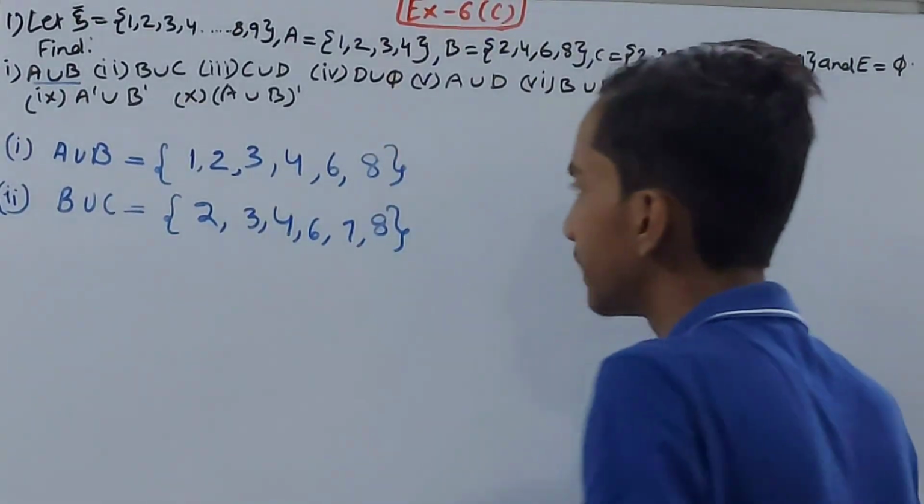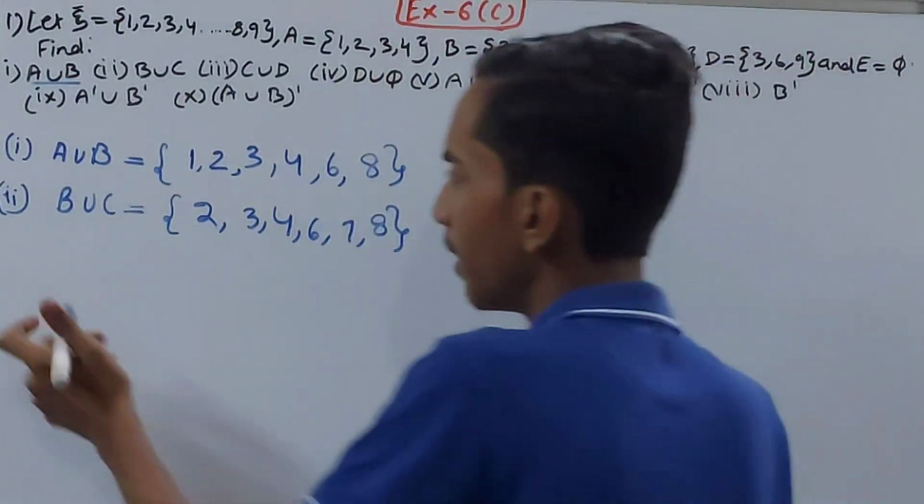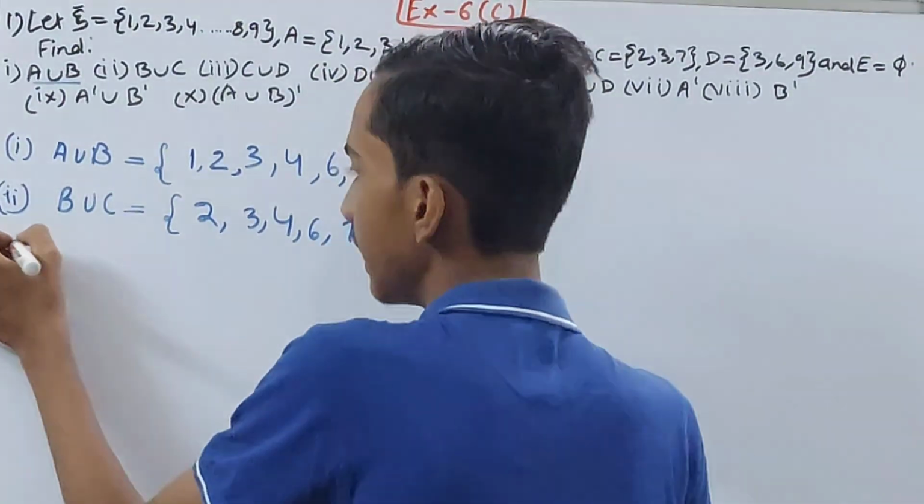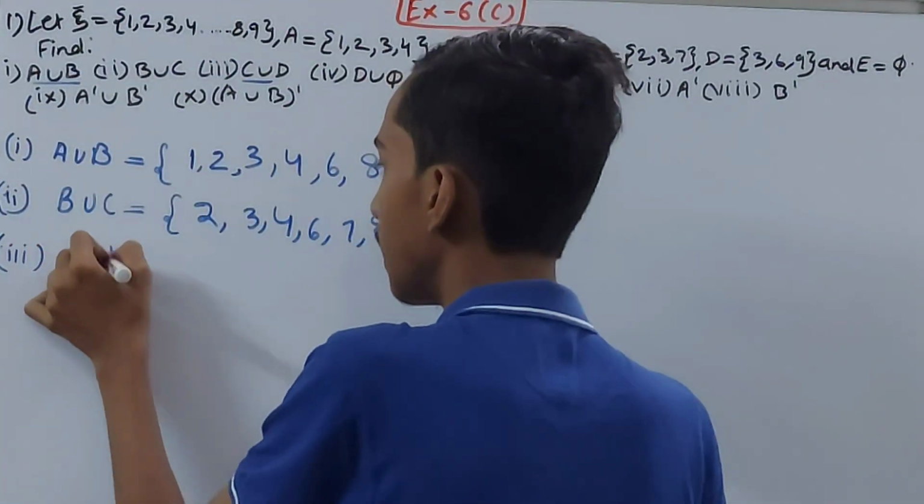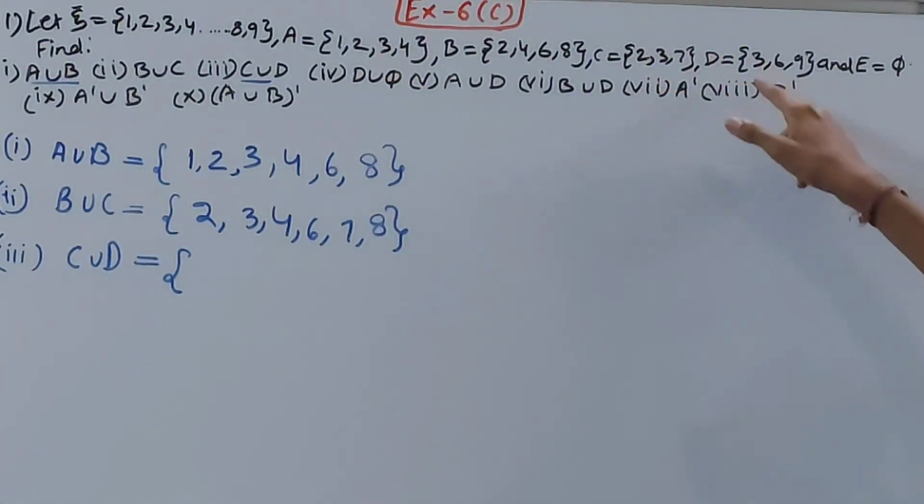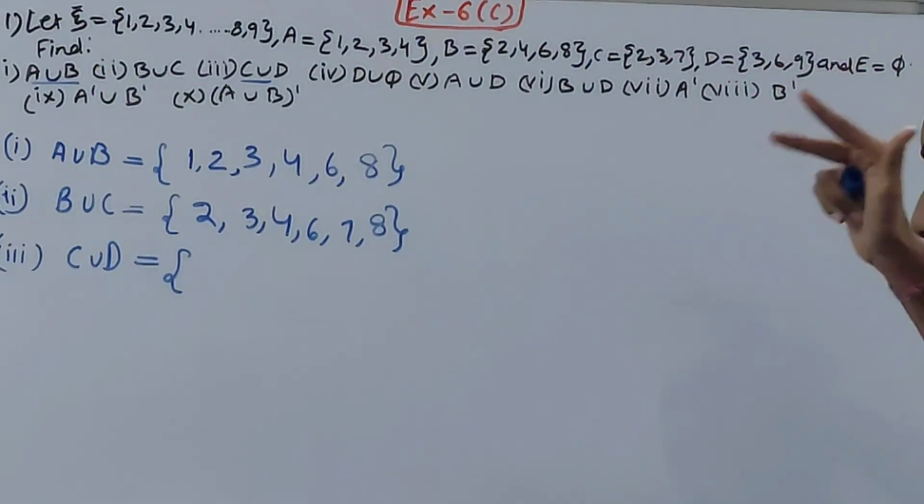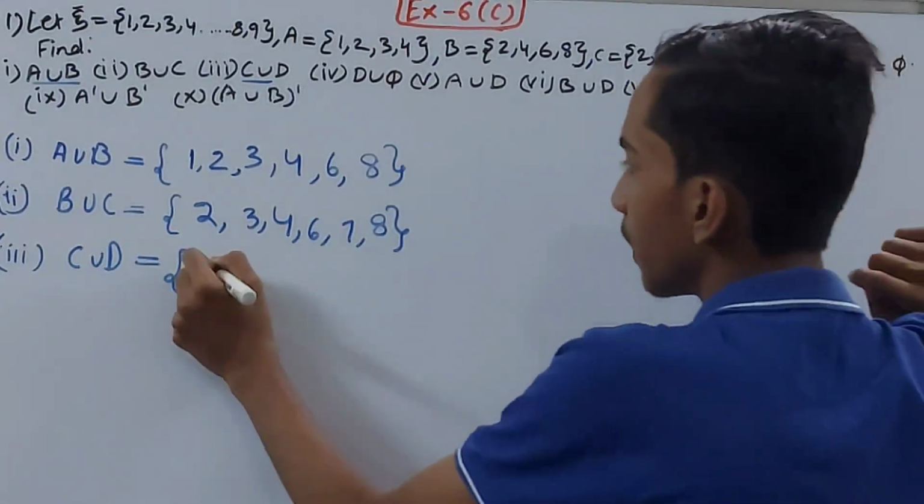Order does not matter once again, but it is preferred you go from smaller to the biggest, in ascending order, but it again doesn't matter. Then see here, third part says C union D, which will be what? Let's see. C is this and D is this. You have got 2, 3 and 7 in set C, and in set D you have got 3, 6 and 9. Let's begin. So first of all 2.